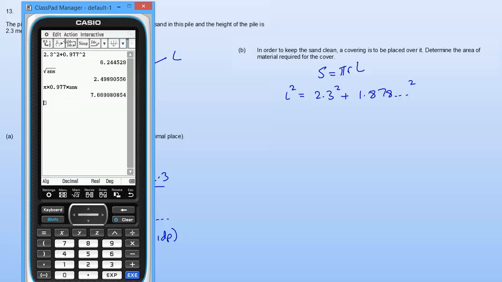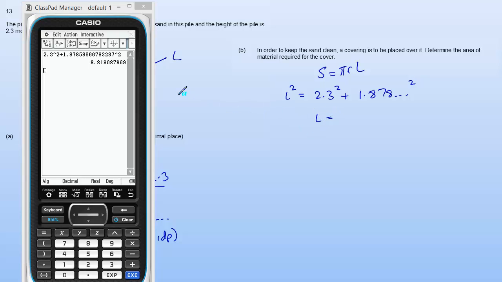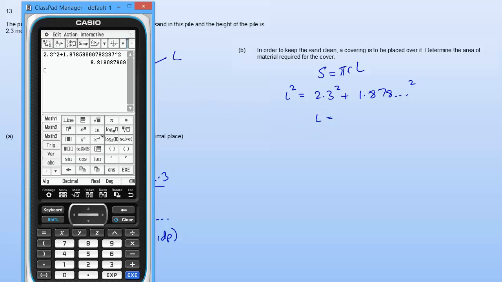Let's go to main and let's just clear a few things. So we've got 2.3 squared, and I should be able to paste that value. So we've got that squared, and L is going to be the square root of that answer. So square root of the last answer gives me 2.969 and so on.